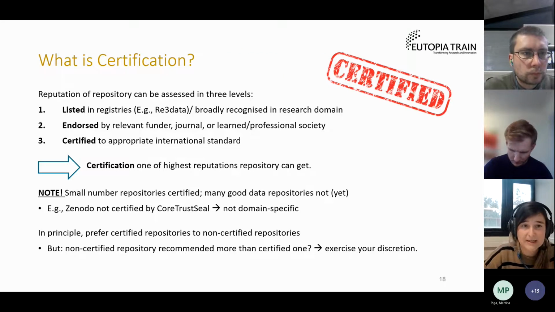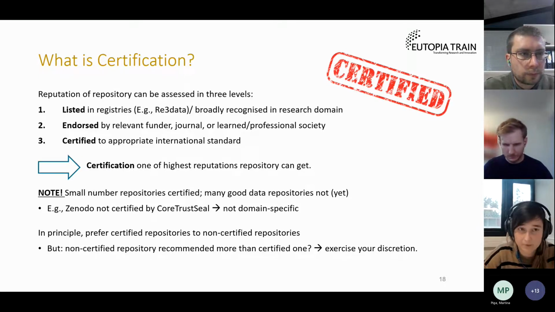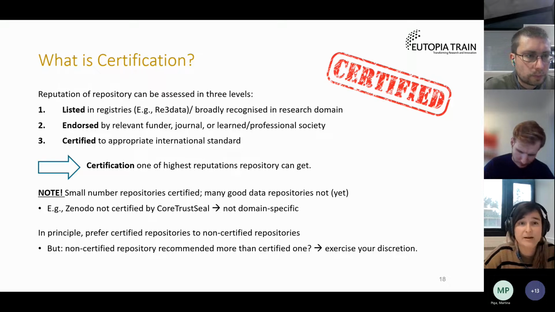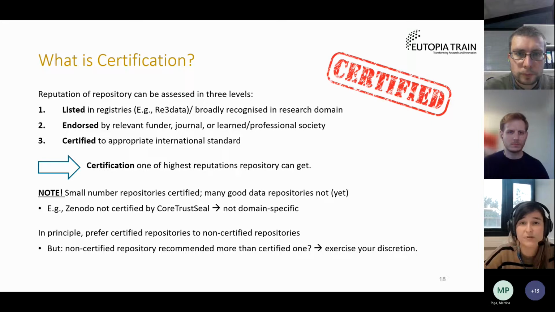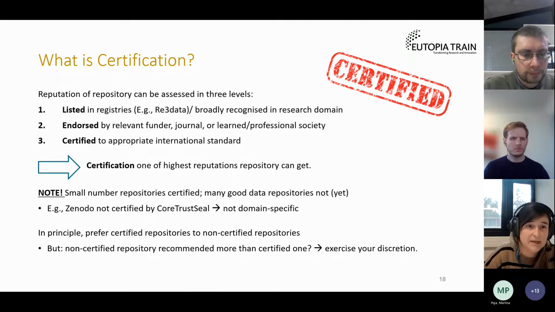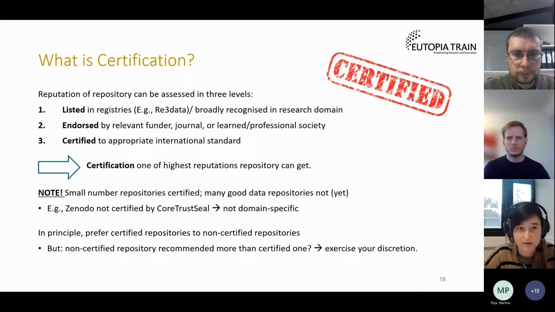Certification, I mentioned before, is one of the highest reputations a repository can get. There are three levels of reputation a repository can get. Firstly, you have listed: a repository that is listed in a registry, like Re3data that Sebastian already mentioned, or it is broadly recognized in a research domain. A second level is that it is endorsed by a relevant funder, a journal, or a professional society. And thirdly, you have, of course, the certification to an international standard. This is, as I said before, the highest reputation you can get.